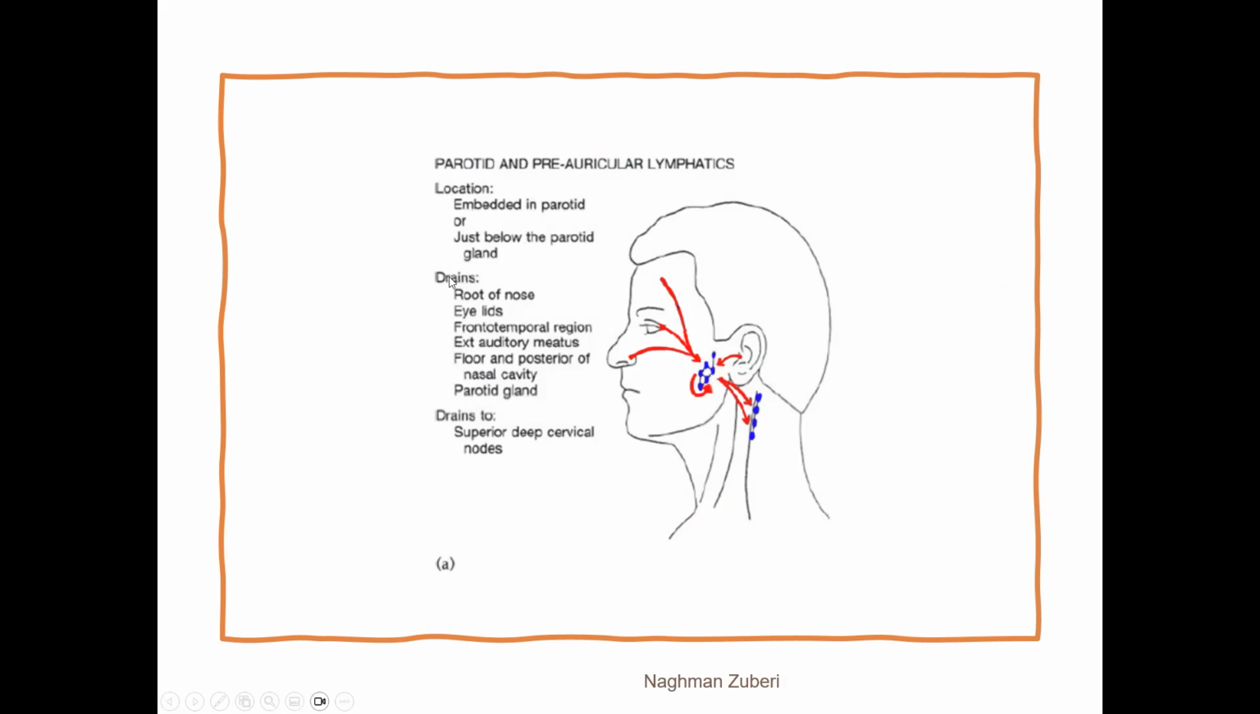This is the area, the one in the blue, and then they drain the root of the nose, eyelids, then frontotemporal region. They also drain the external auditory meatus, floor and superior of the nasal cavity, as well as the parotid gland. Well, they are being drained to superior deep cervical nodes. Again, these are the superior deep cervical nodes along the sternocleidomastoid muscle.